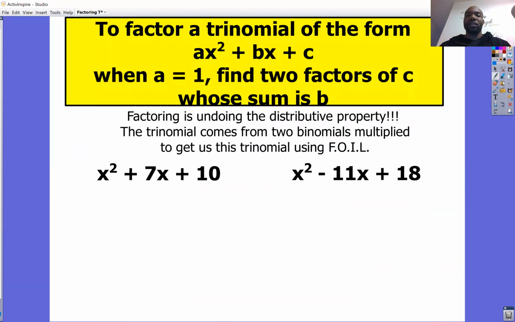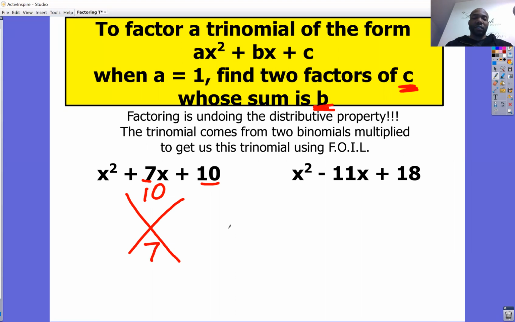To factor a trinomial of the form ax squared plus bx plus c, when a is equal to 1, we find two factors of c whose sum is b. Okay, we know that. And so this is what we've done before. We said two factors of c. We make our x, we put our c term here, and we put our b term here. And we say to ourselves, what numbers multiply to give you 10, but add to give you 7? And you also wonderfully say 5 and 2.